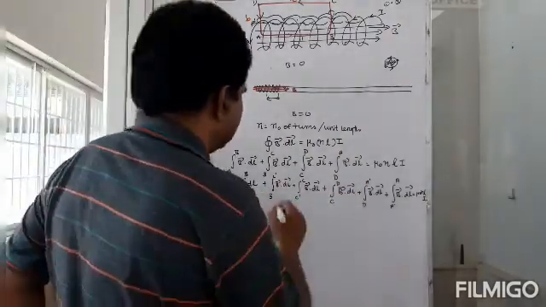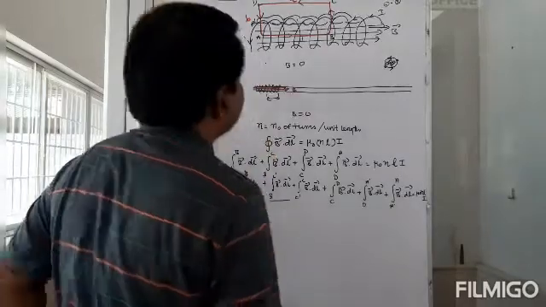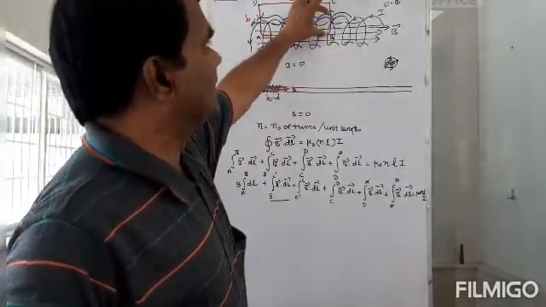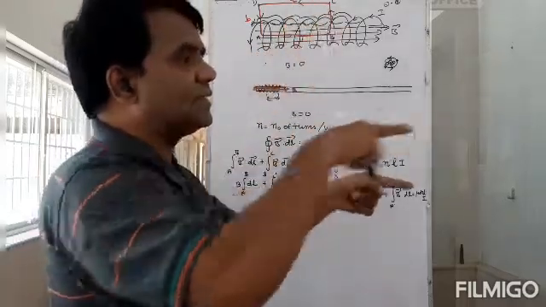Let's do this. Let's see what will happen here. B to C dash. B to C dash. B here, you see, you will have B in this direction.